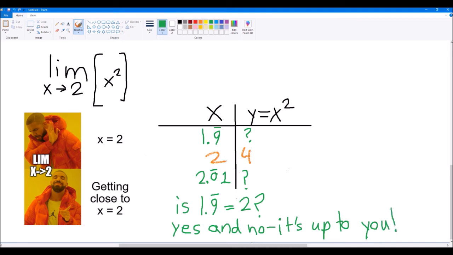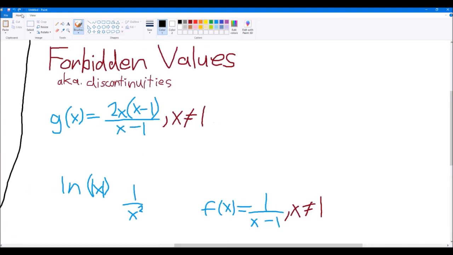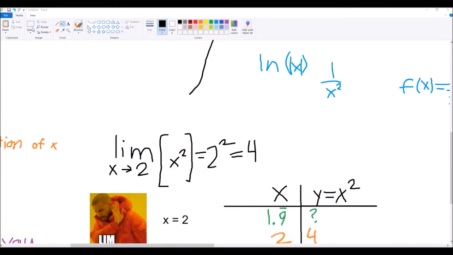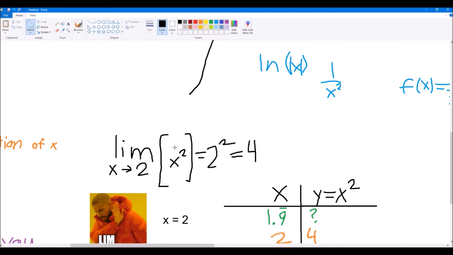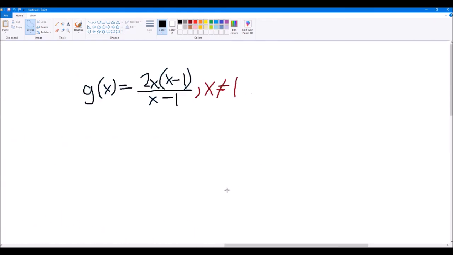So in this case, I'd say it's convenient to think of it as equaling 2. When we plug that into the function, we get y equals 4. Now this might seem convoluted, but it solved the problem by bypassing any kind of forbidden value that we might have introduced. So let's go back to the older example of g of x equals 2x times (x minus 1) divided by (x minus 1).